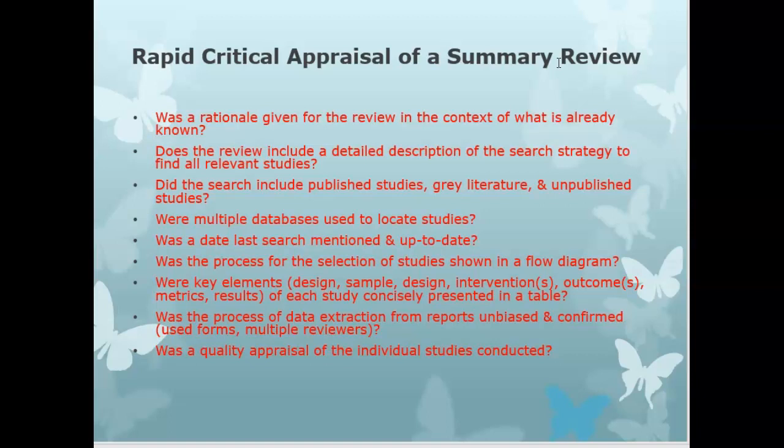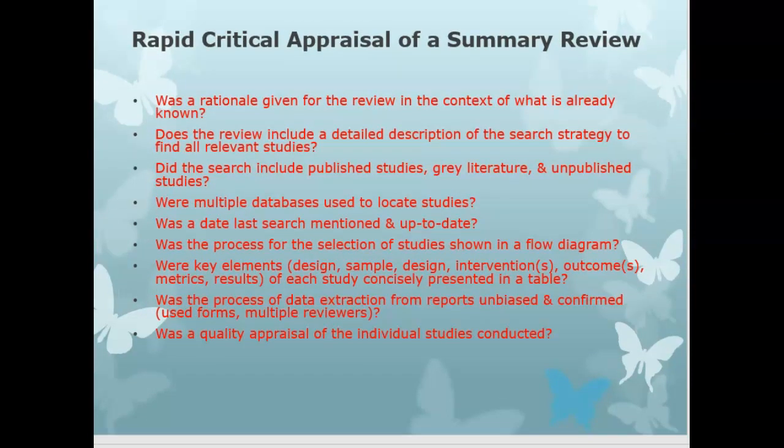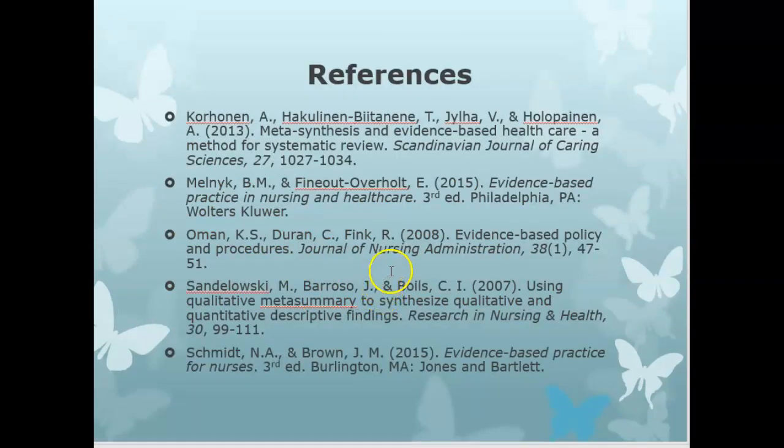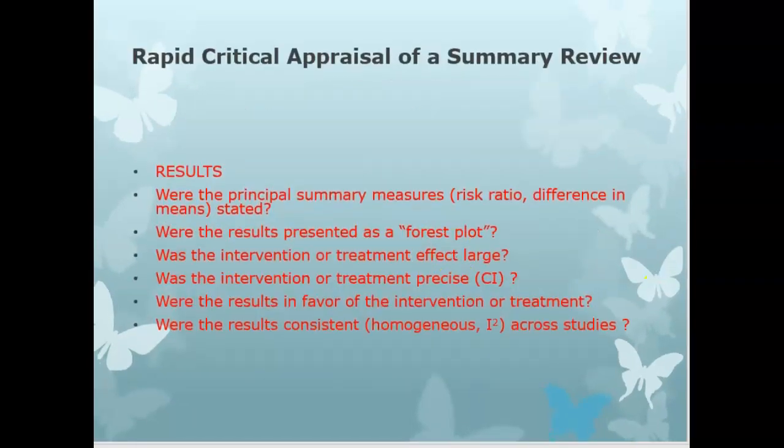So was there a rationale given, and what is already known about it? I'm not going to read these, but you're going to go straight down through all of these questions. They're very simplistic. They're very straightforward. They should be in the summary review. All good summary reviews have all of these questions.